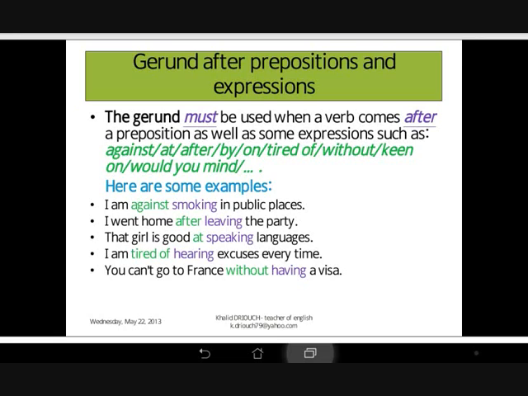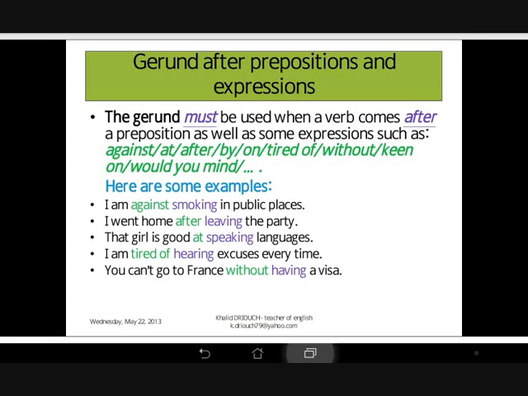Let's check some examples, and we start with the first one. I am against smoking. You notice that the gerund is smoking, and we use the gerund form because we have against before. I went home after leaving the party. We use leaving because we have after before it. That girl is good at speaking languages. Speaking is a gerund form verb because we have at as a preposition before.